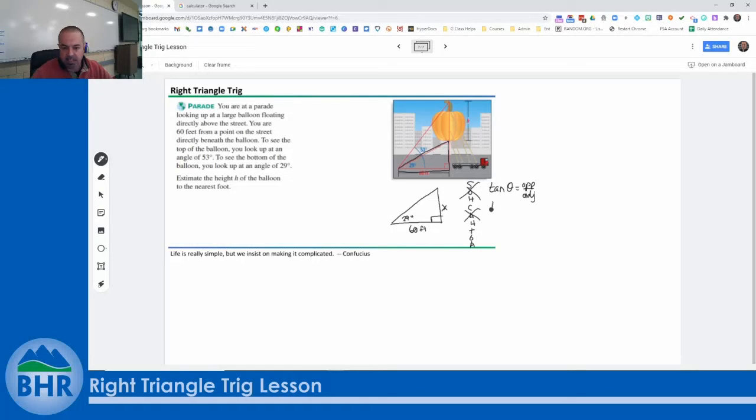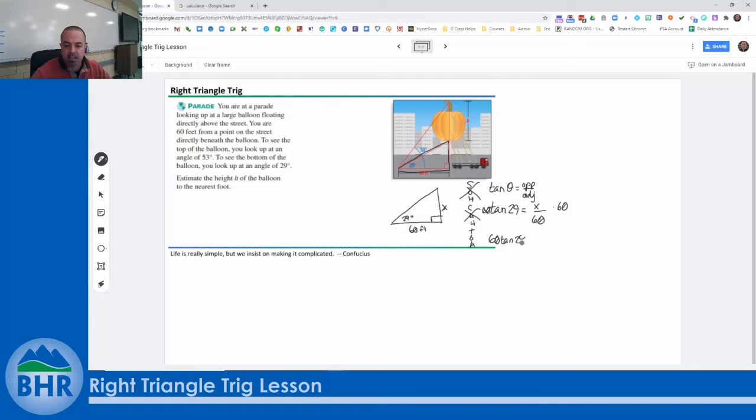So filling in what I know. I know the angle, that is 29. I don't know my opposite, that's my variable, and my adjacent side is 60. So I'm going to multiply both sides by 60. So 60 times the tangent of 29 degrees is equal to x.